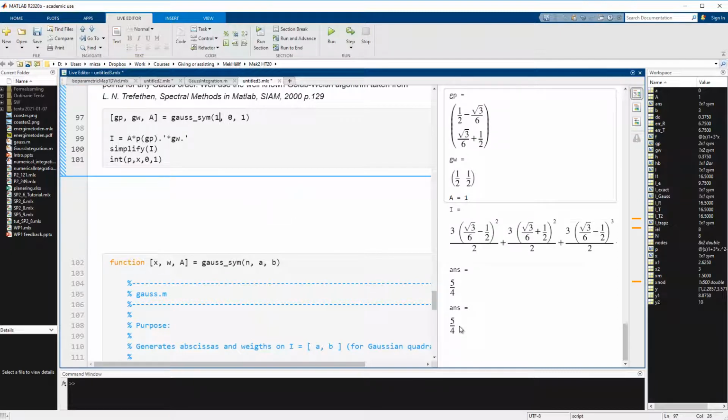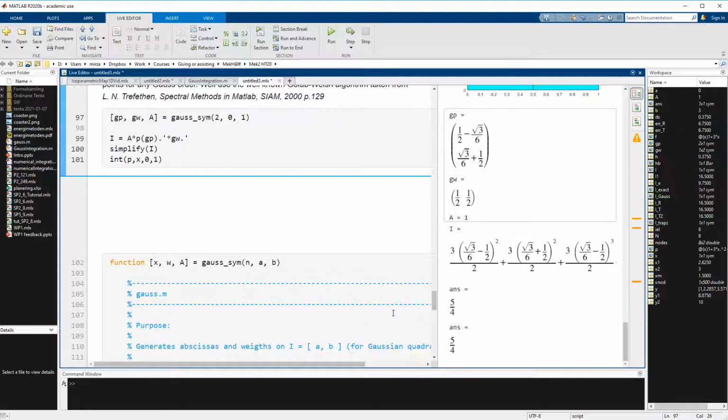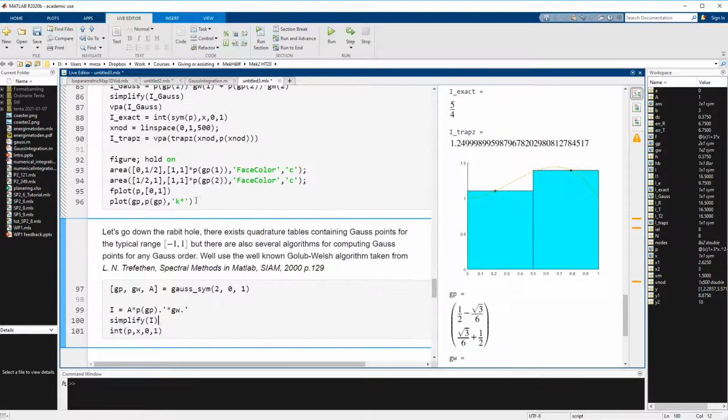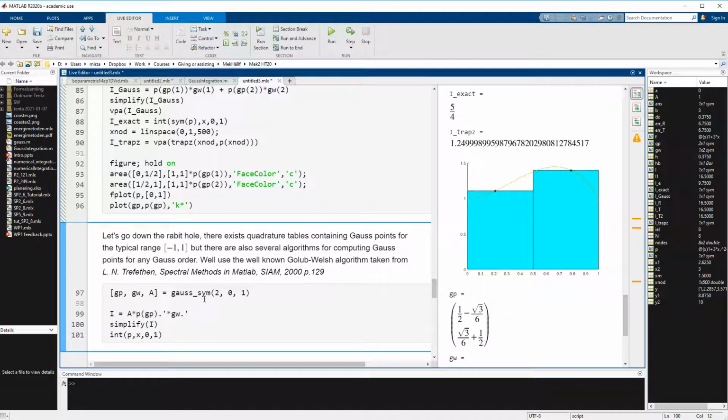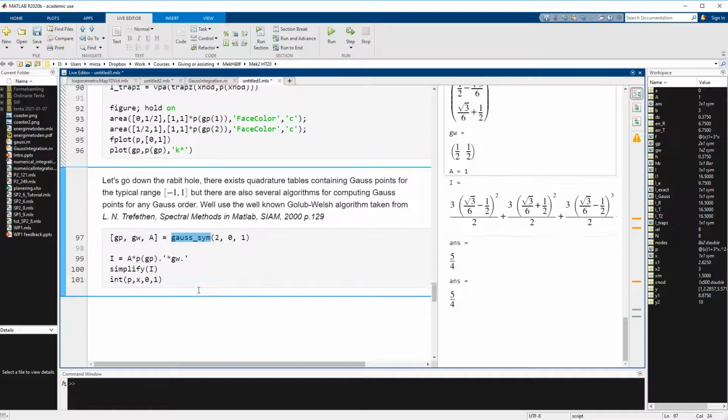But if I go to the first order, I will just get 1 point, I will get 1/2 and 1, and then I'll make an error. There's an error in this integration. But as soon as I go to the second order here, I will be able to integrate a third order polynomial exactly. So it works for polynomials of any order using this way here.